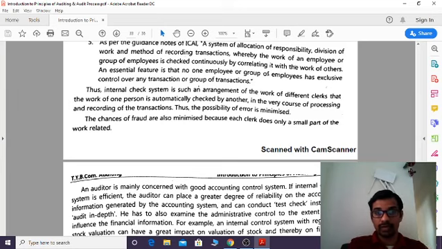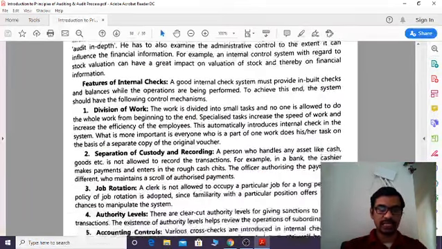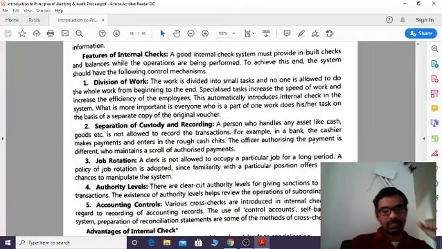It is the arrangement of the work, that the work of one clerk is assessed by another clerk. Due to this, the errors are automatically minimized. That is called the internal check. So, as per the internal check, what are the objectives?